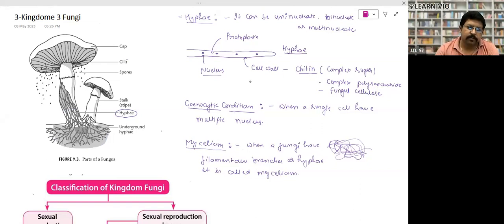Here you can see when a hypha has a number of nuclei. Suppose there is a single hypha, which means it's a cell, and there are one, two, three, four, five, more than two nuclei. This is called the coenocytic condition, right? When fungi have filamentous branches or hypha, it is called mycelium, right? So this structure is called mycelium.